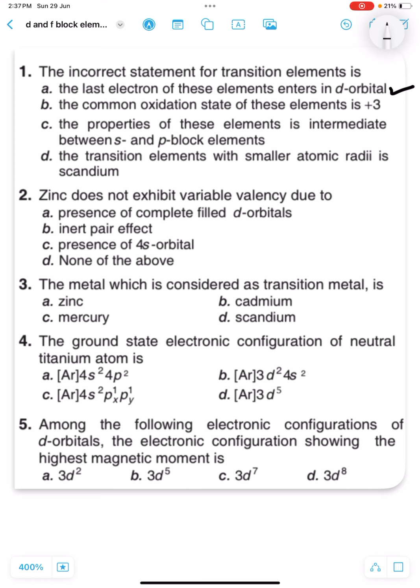The common oxidation state of these elements is actually +2, not +3. So this is an incorrect statement. C. The properties of these elements are intermediate between S and P block elements. This is an absolutely correct statement.